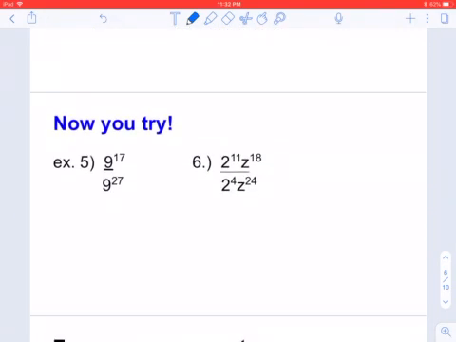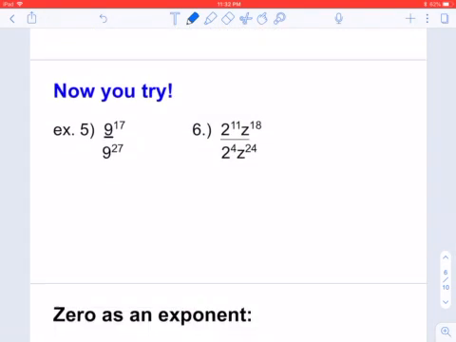All right, now it's time for you to try. Go ahead and try these two examples. Pause the recording, and then put it back on to see if you did them correctly. Go ahead and pause right now. Okay, you're back. Let's look at the first one.